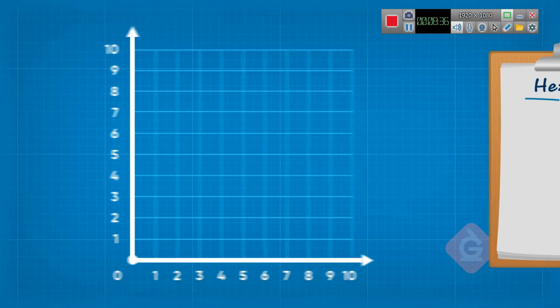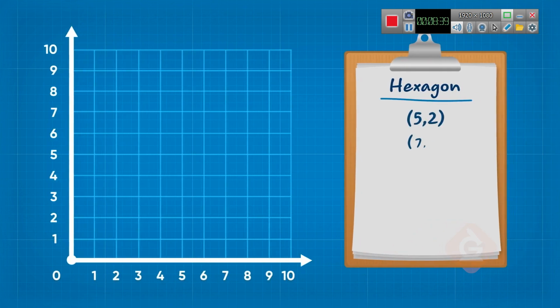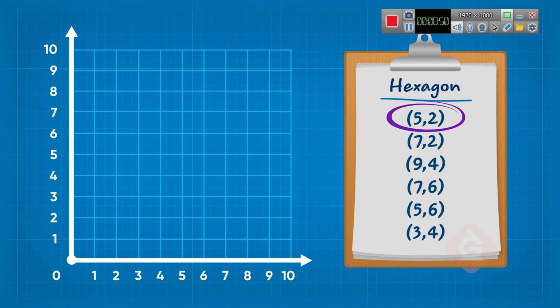The hexagon will have its corners located at points 5, 2, 7, 2, 9, 4, 7, 6, 5, 6, and 3, 4. Let's put the first corner at 5, 2, which means we start here at the origin and move 5 units to the right and 2 units up. To plot the next point, 7, 2, we start at the origin and move 7 units to the right and 2 units up. From there, we can add the point 9, 4, which is 9 to the right and 4 up. Then 7, 6, which is 7 to the right and 6 up. Then 5, 6, and finally 3, 4.